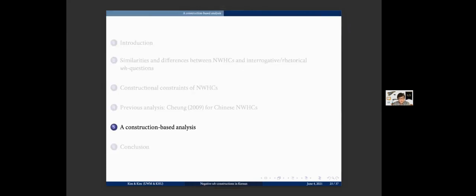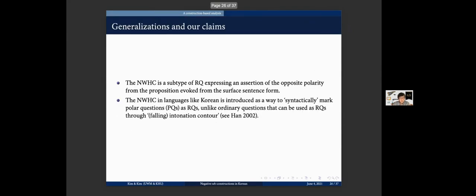Okay, so a construction-based analysis. Here we assume that the NWH construction is a special subtype of rhetorical question, which expresses an assertion of the opposite polarity of the proposition evoked from the sentence form. And we also assume that the NWH construction is introduced as a way to syntactically mark polar questions as a rhetorical question, unlike ordinary questions that can be used as rhetorical questions through intonation control.